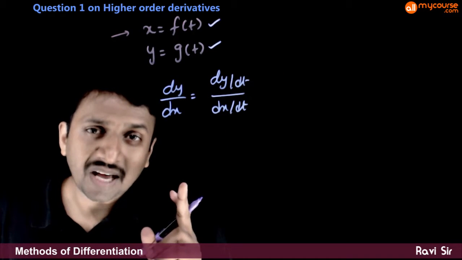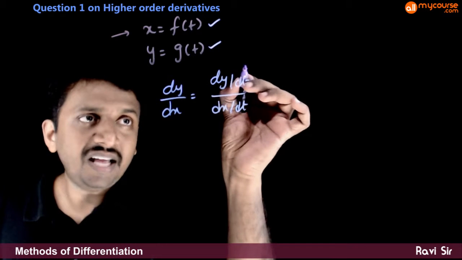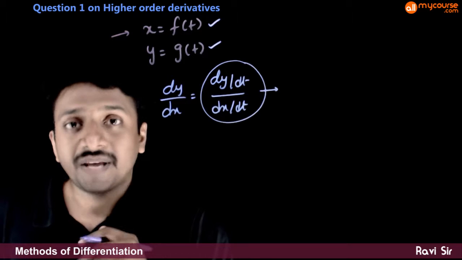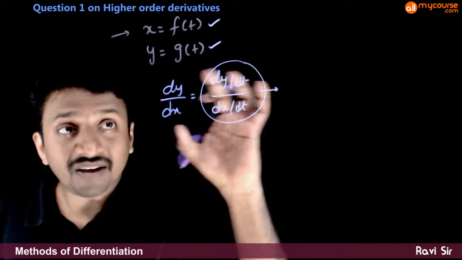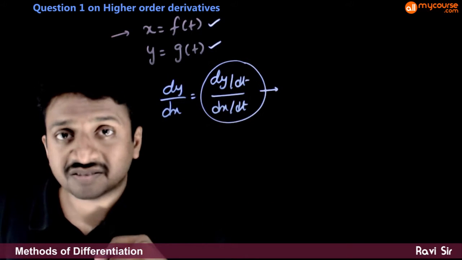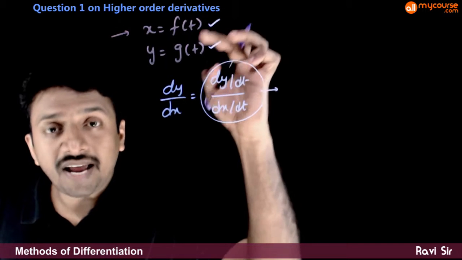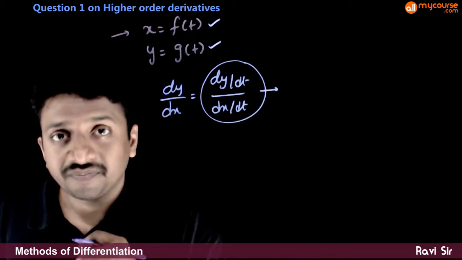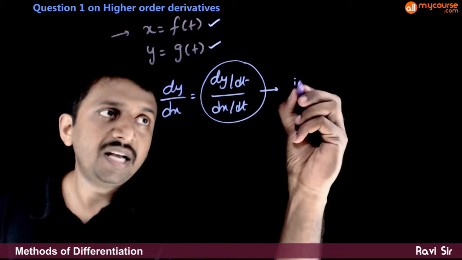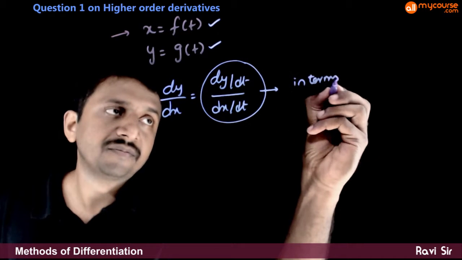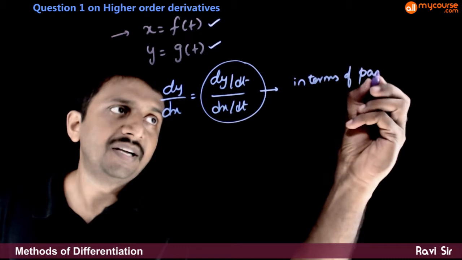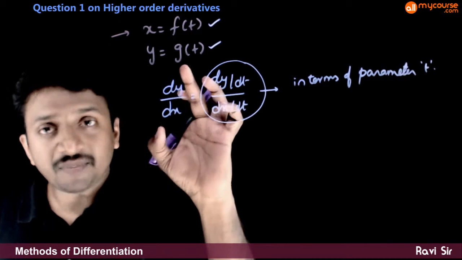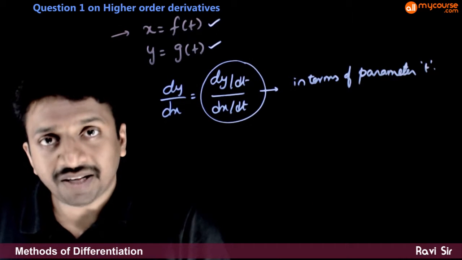Now, if you observe carefully, this dy by dx will be in terms of the parameter t. So, this dy by dx will not be in terms of x, because y and x are in terms of t and you are differentiating with respect to t. So, this will be in terms of parameter t, right? So, dy by dx will be in terms of parameter t.